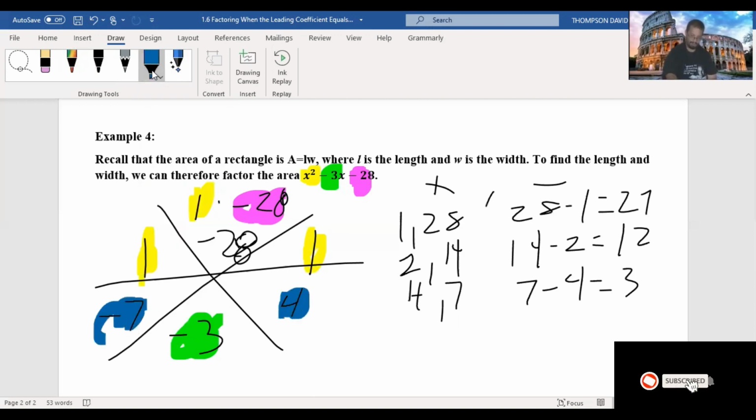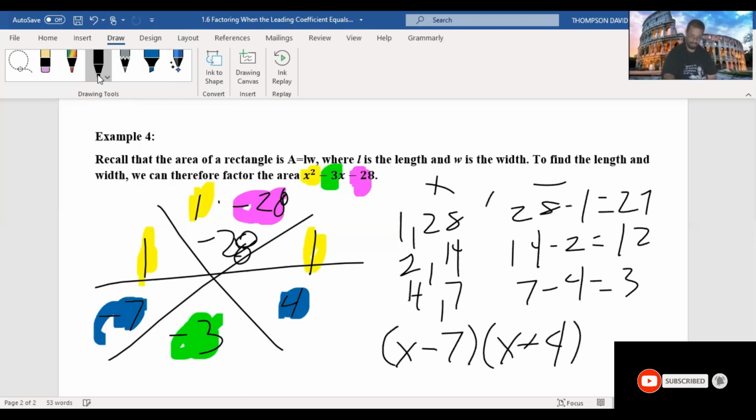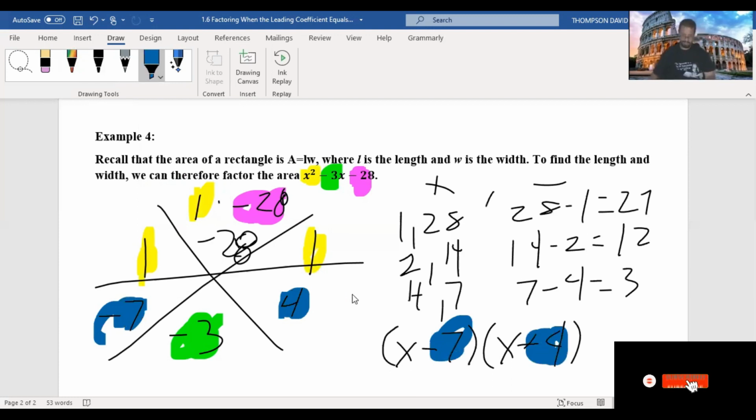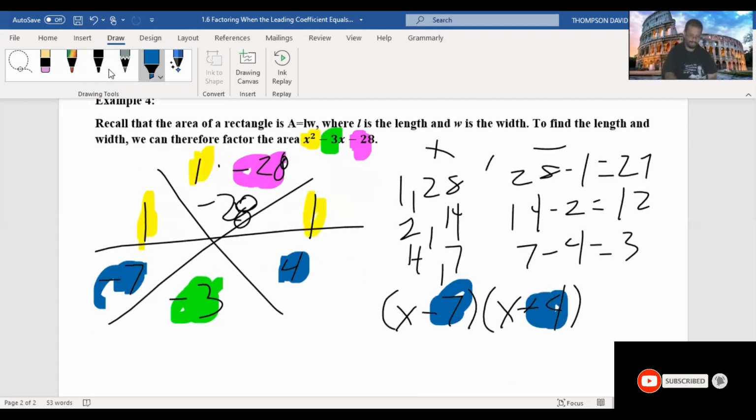Almost done. All we have left to do is write our factored form. So our factored form will be x minus 7, x plus 4, and we are done factoring our quadratic. And we can also say that the length may be x minus 7, and the width we can say would be x plus 4. And we're done.